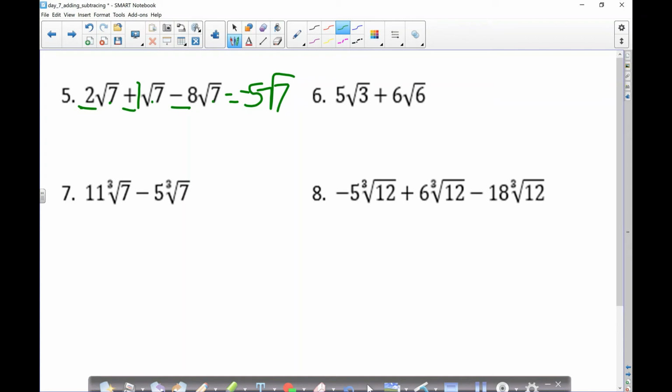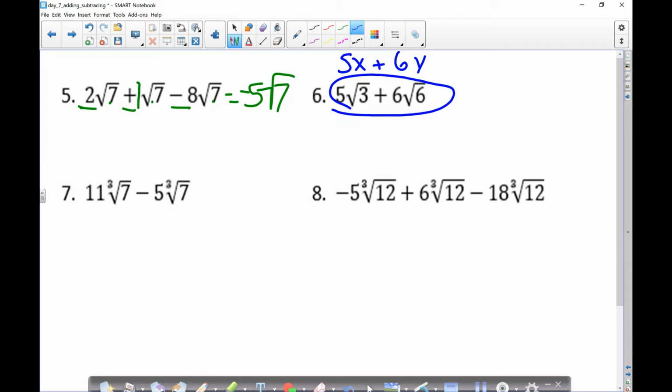When I'm looking at number 6, I have the square root of 3 and the square root of 6. Those are not like terms. Just like if I had 5x, this might be like a 6y. They're not the same. So this is actually simplified, because the square roots are not the same, we cannot add them together.